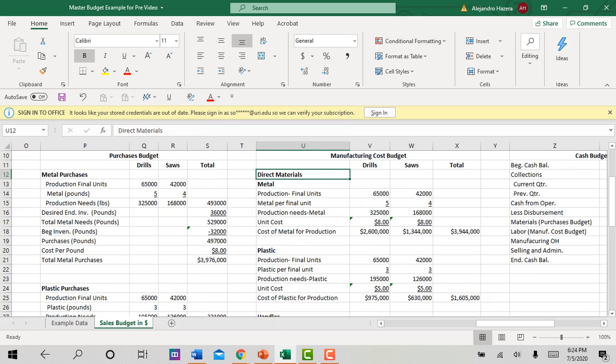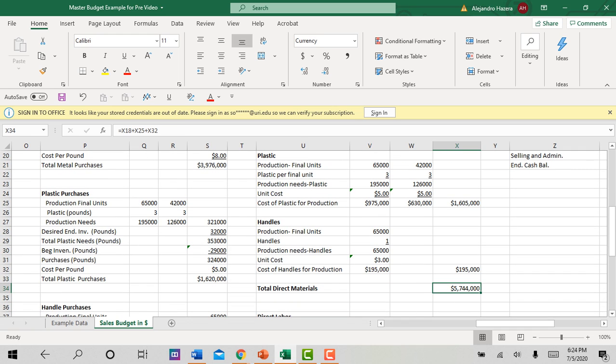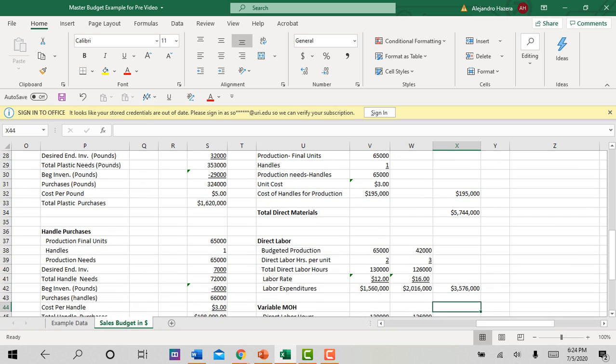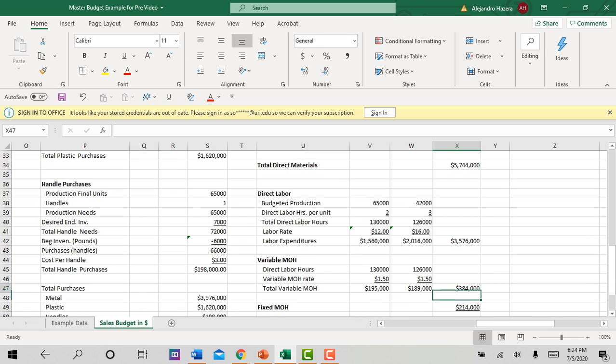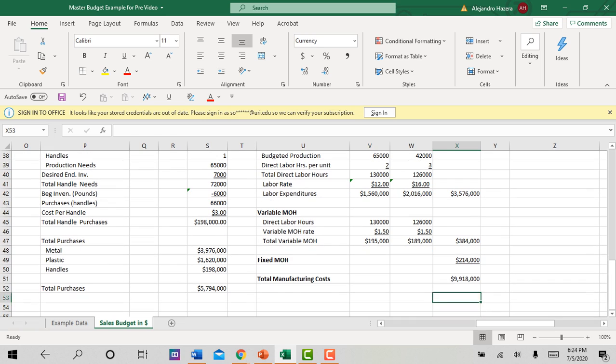Then we calculated the direct materials budgets, which included metal, plastic, and handles, with total materials cost of $5.7 million. Then we calculated the direct labor at $3.6 million, more or less. And finally, we calculated the variable manufacturing overhead and the fixed manufacturing overhead at $384,000 and $214,000. And then we had total manufacturing costs of $9,918,000.